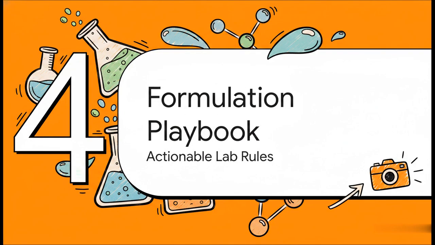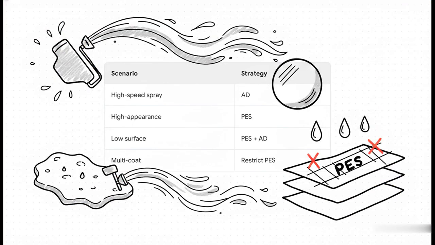Section 4. Your formulation playbook. Actionable rules for the lab. So the crucial point is how you actually apply this in the lab tomorrow morning. If you're going to take a mental snapshot of anything in this explainer, make it this matrix. Designing a high-speed water-based spray or roller coating, your primary weapon is AD to handle that intense dynamic wetting. Formulating a high-end clear coat where you need absolute mirror-like leveling, reach for PES to get that flawless static finish.